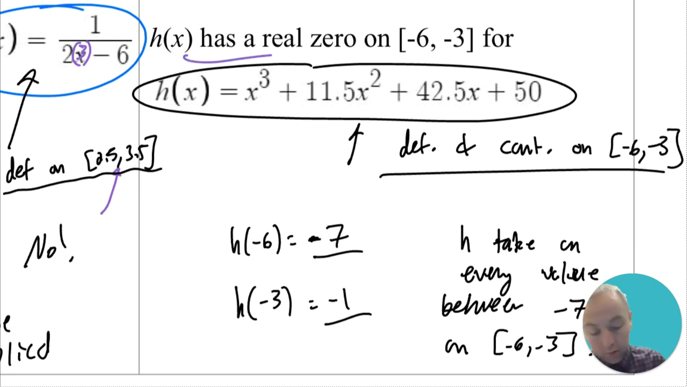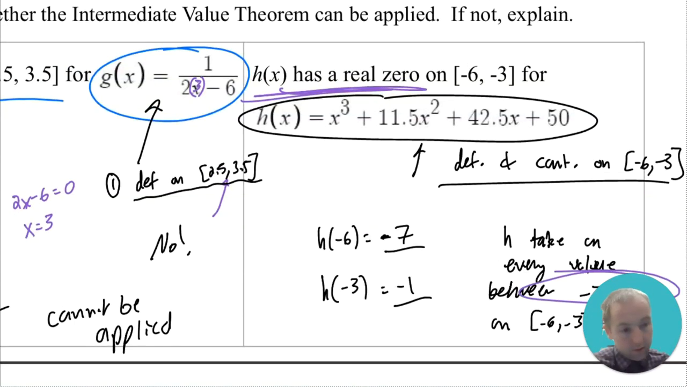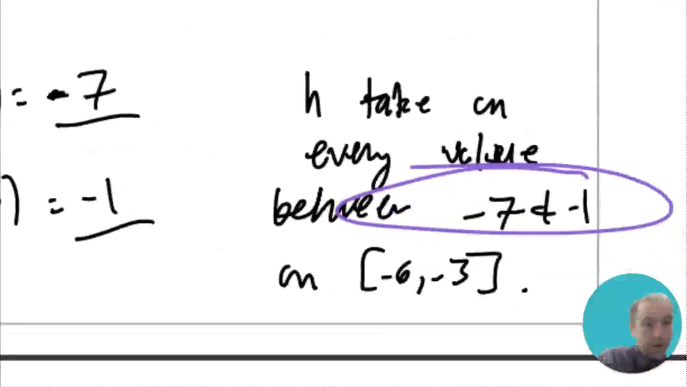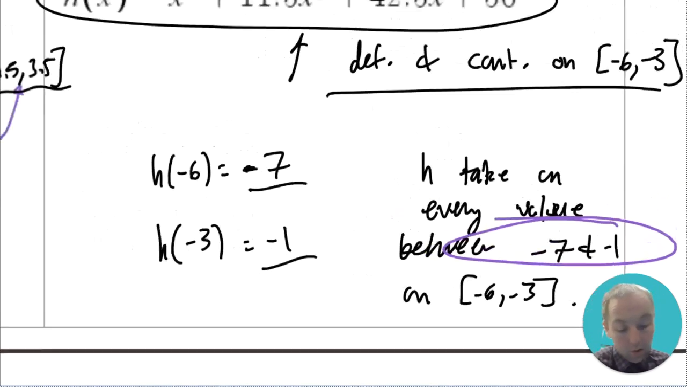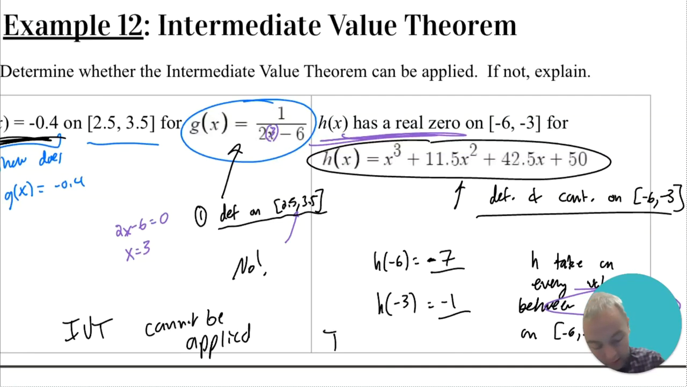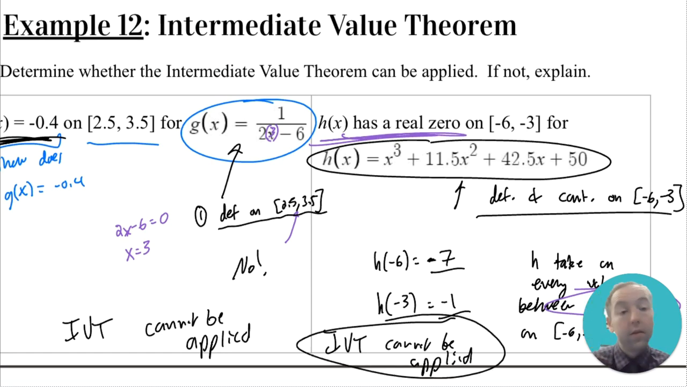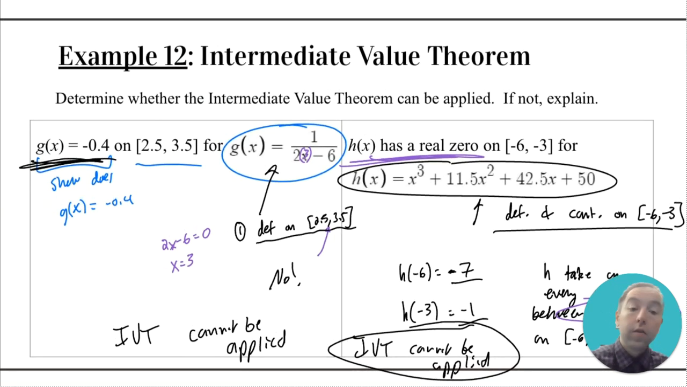What we're trying to do here is figure out if h has a real zero, which means to attain a y value of 0. Well, that's not what this says, because it only attains y values between negative 7 and negative 1, which 0 is not between, right? So in this example as well, the IVT cannot be applied to guarantee that there is going to be a real zero on negative 6 to negative 3. So just purely based on the theory, we don't really know for sure if there's going to be a real zero or not.